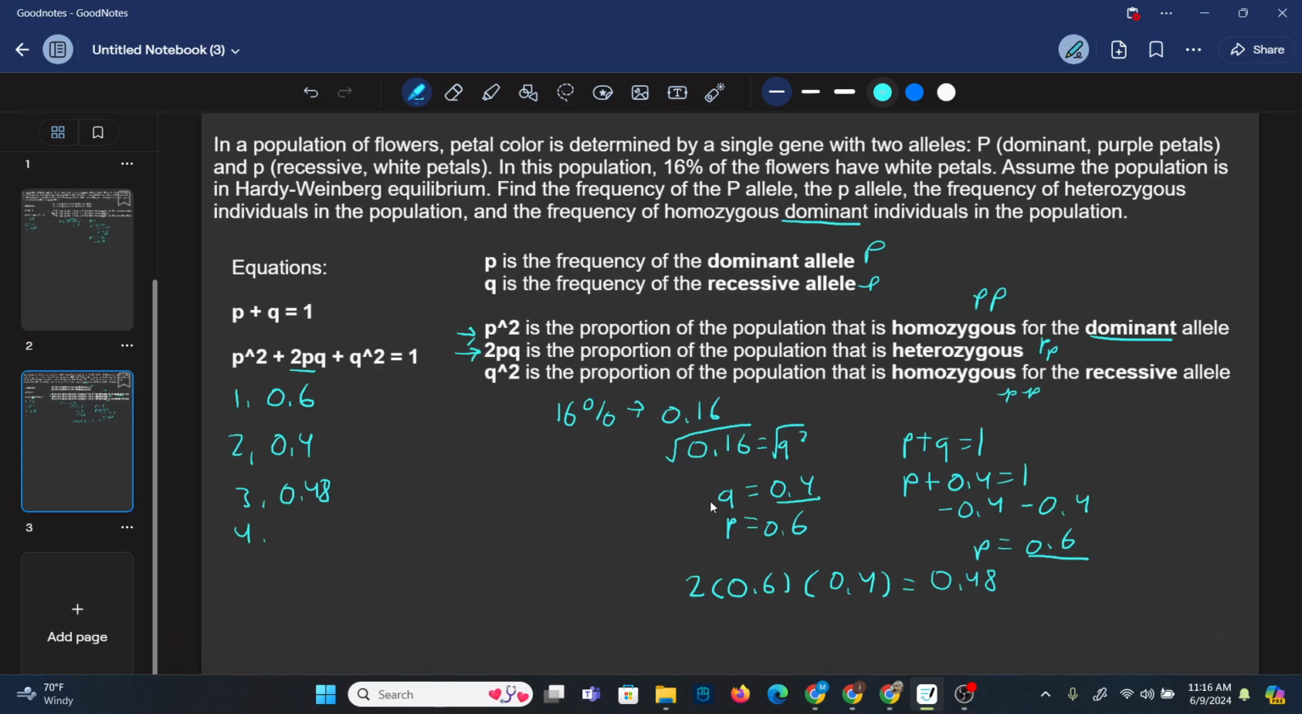So P squared, we already know P is 0.6, so we just do P squared equals 0.6 squared. And when we type that into a calculator, we get 0.36. And so that is the frequency of homozygous dominant individuals in the population. And that is Hardy-Weinberg example 3.